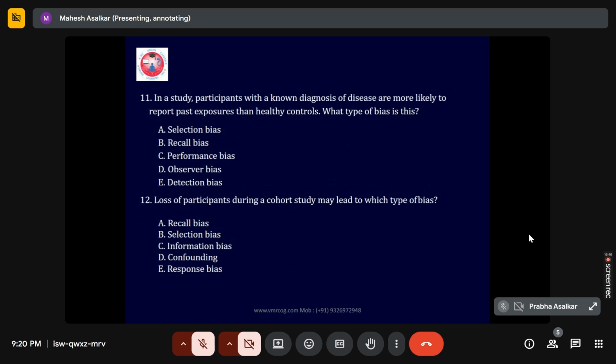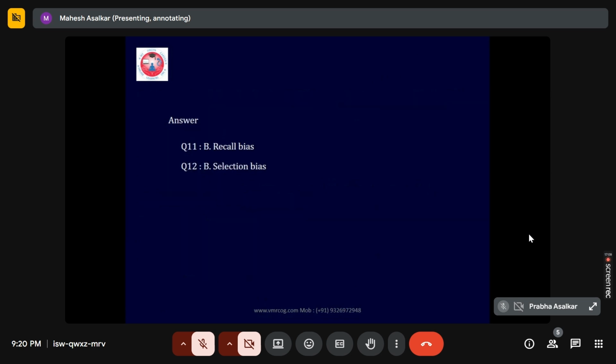Question 12: Loss of participants during a cohort study will lead to which type of bias? A, recall bias. B, selection bias. C, information bias. D, confounding. E, response bias. Sir, response bias or confounding? No, no, it is selection bias. Loss of participants.